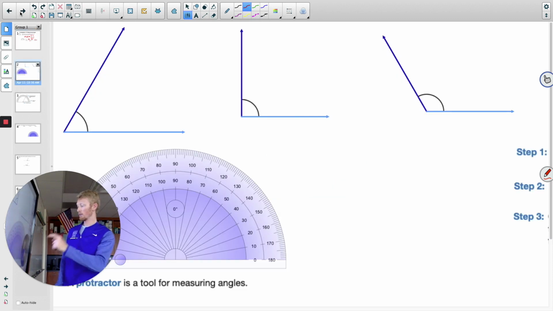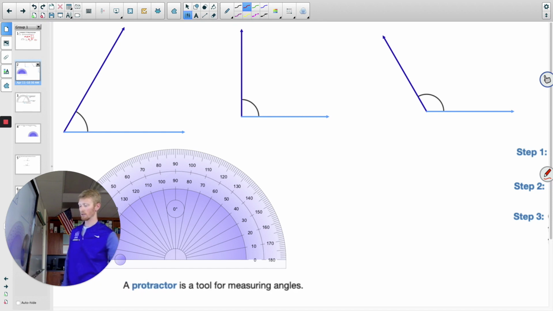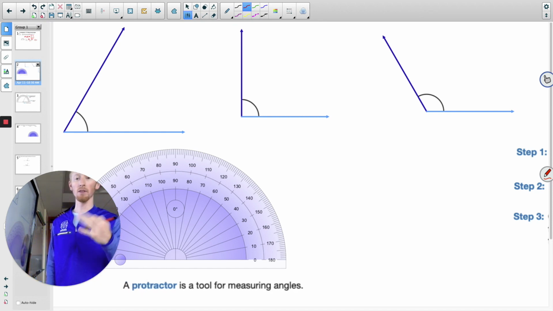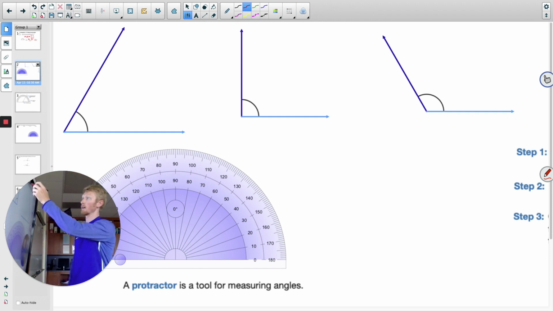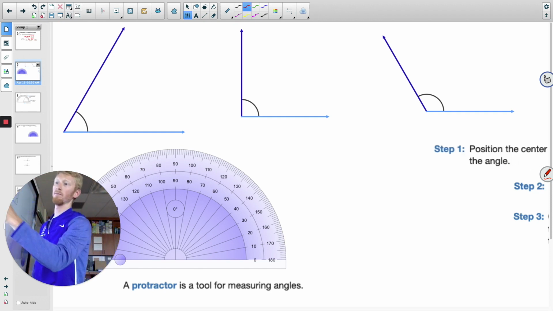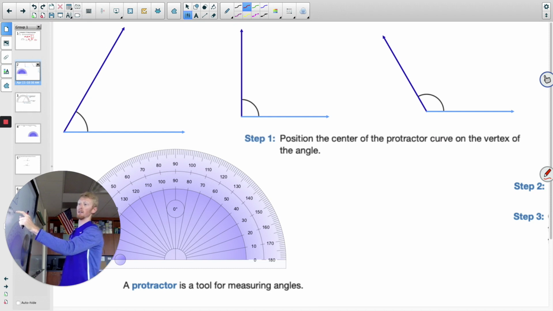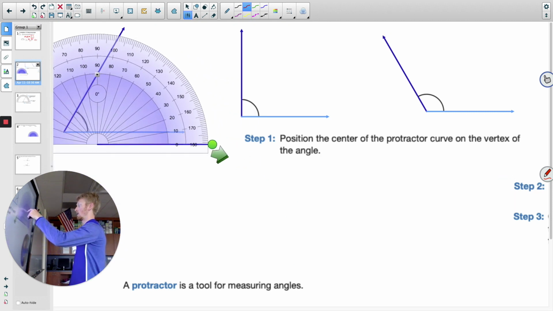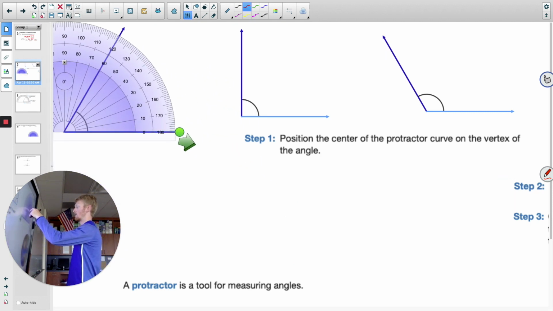So here I have my protractor, and you can see here it says that a protractor is a tool used for measuring angles. And there are 3 steps to measure an angle. I have 3 angles up here. Step 1, I need to position the center of the protractor curve on the vertex of the angle. So I take my protractor here on the center. All right.